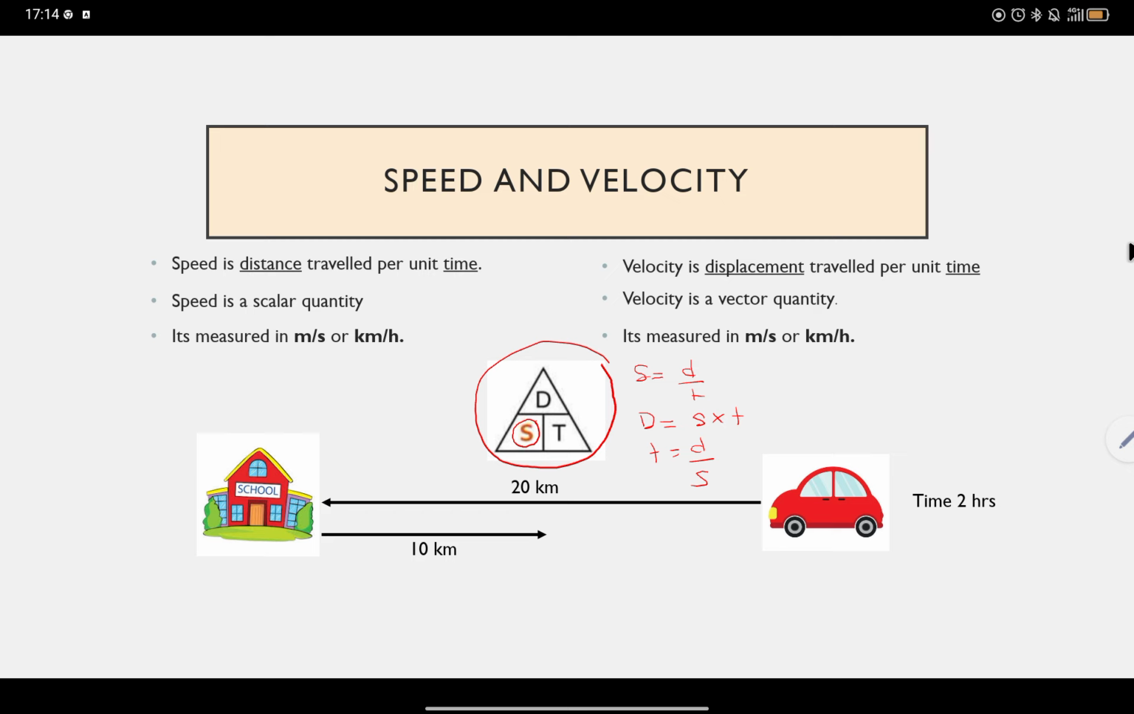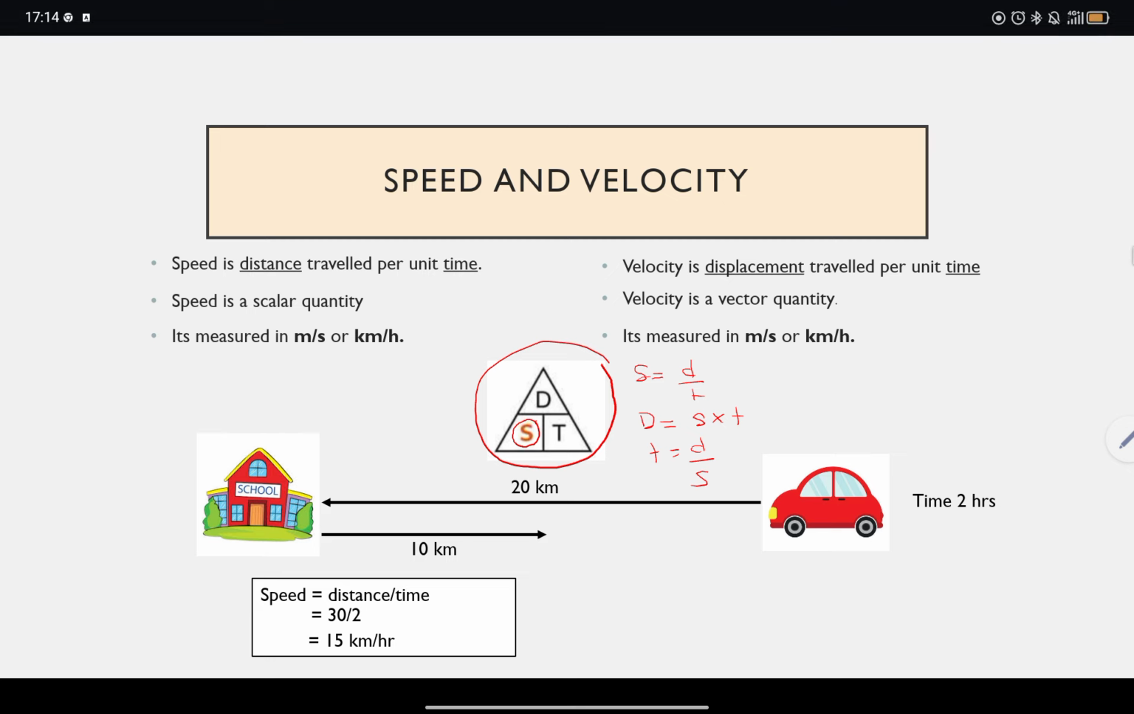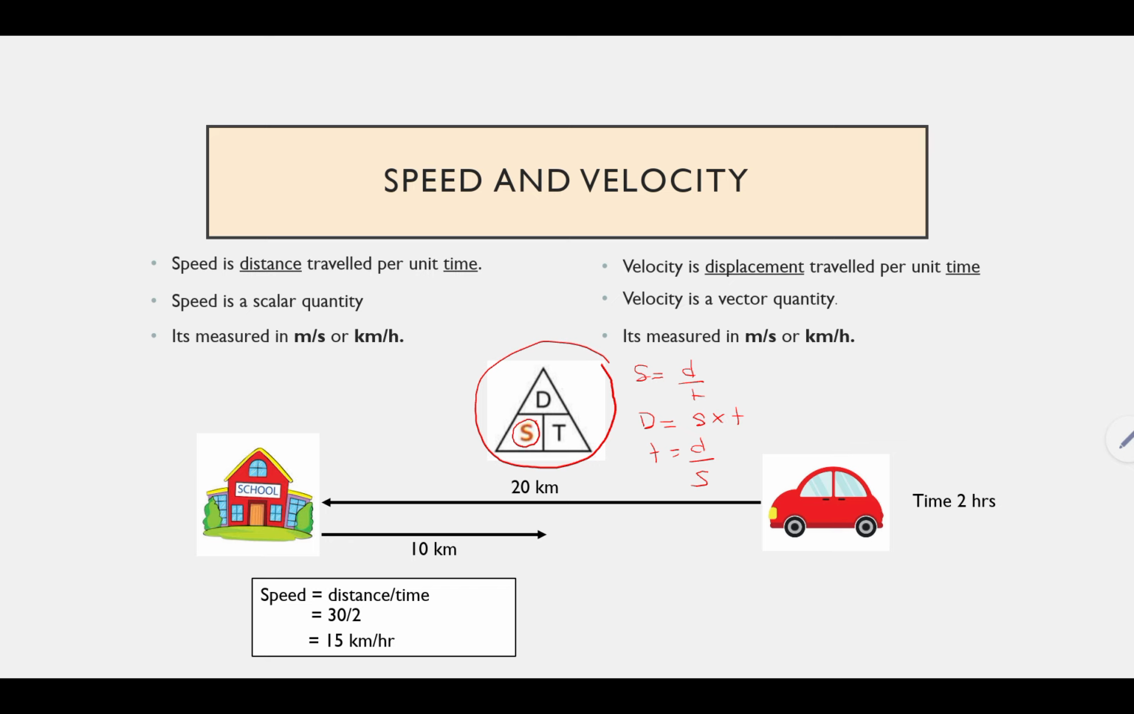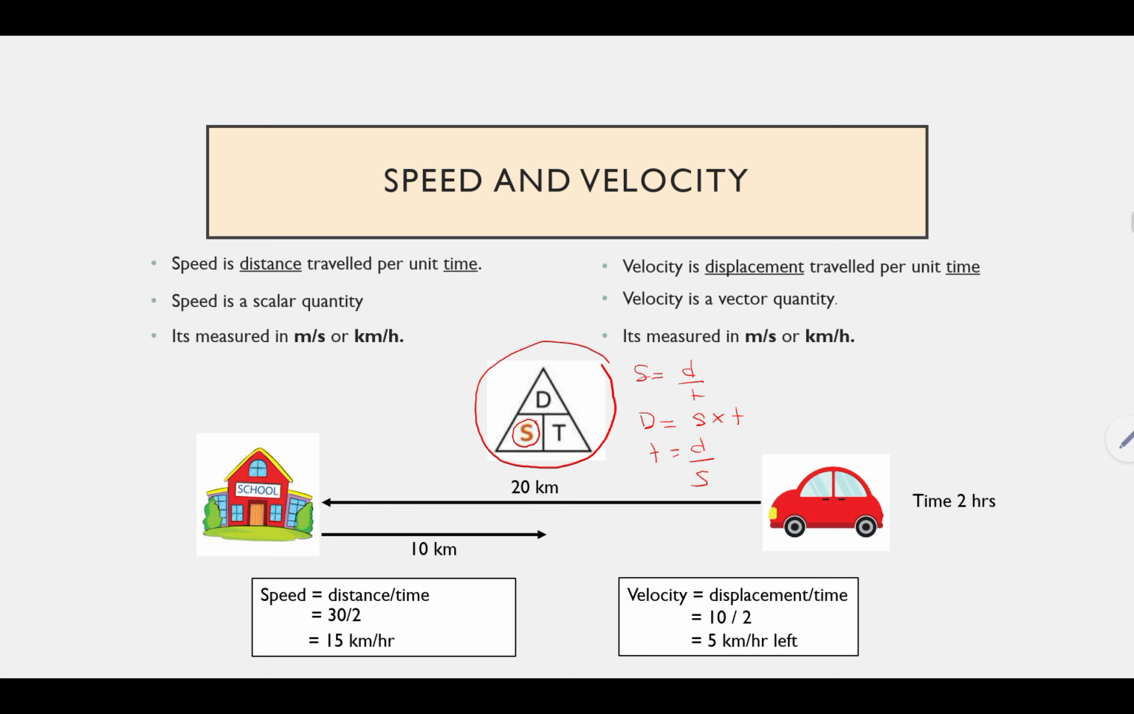Now let's move on. Look at the example we have. Same example we had in the previous slide, but now they even gave us the time, which is 2 hours. So if I want to get the speed, we said speed is distance over time. My distance was 30 kilometers, and they gave me the time is 2 hours, so that's 30 over 2, 15 kilometers per hour. If I was asked to find the velocity, which is displacement over time, if you remember, we had our displacement to be 10. So it will be 10 over 2, which is 5 kilometers per hour, and velocity is a vector quantity, so I have to write the direction as well, which is to the left.